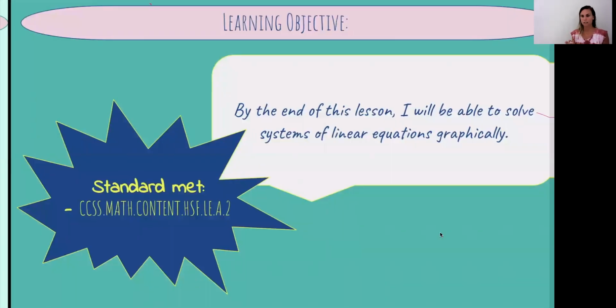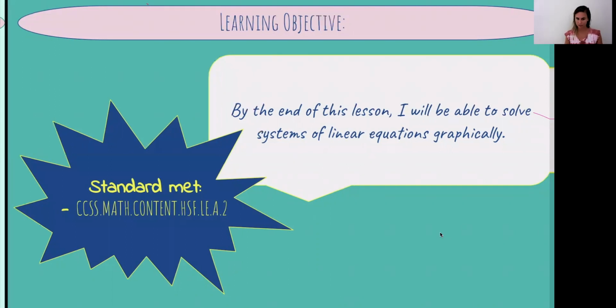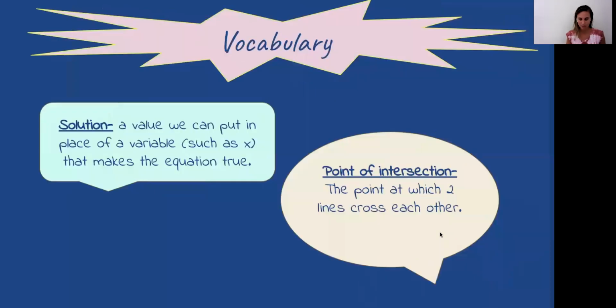So the goal of this lesson is to be able to solve systems of linear equations graphically. And we're meeting a Common Core standard that's listed there. And we have some vocabulary that we want to know. The solution: a value we can put in place of a variable such as x and y in this case, that makes the equation true. Obviously solution has many different definitions in life. This is the mathematical definition for this situation.